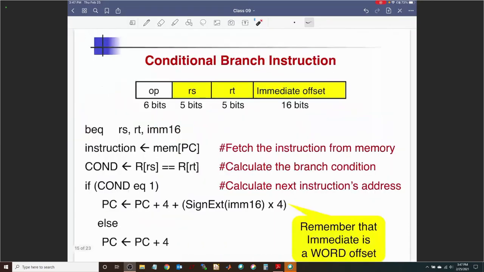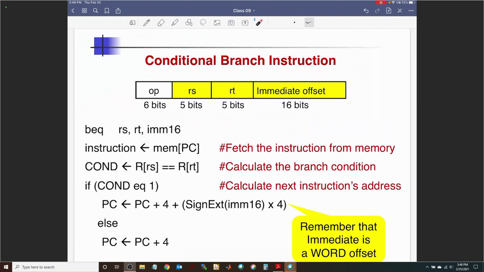Okay, let's move on. The conditional branch. This is going to be quick. This is a branch when equal instruction. It is also an I-type instruction in which you compare the contents of RS and RT, and then you branch to an address which is provided by this 16-bit offset in words.